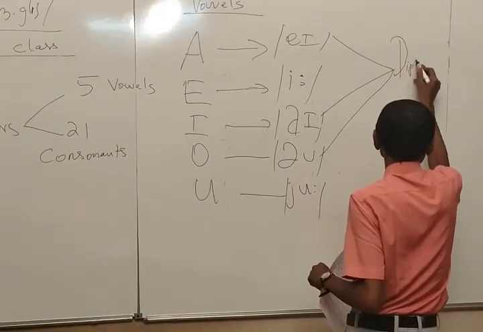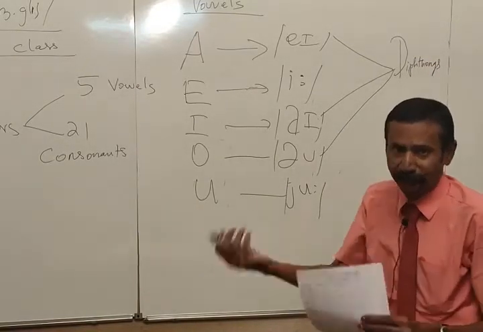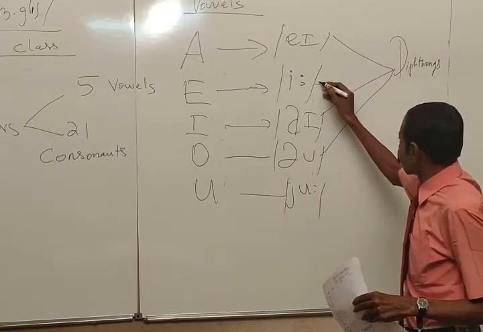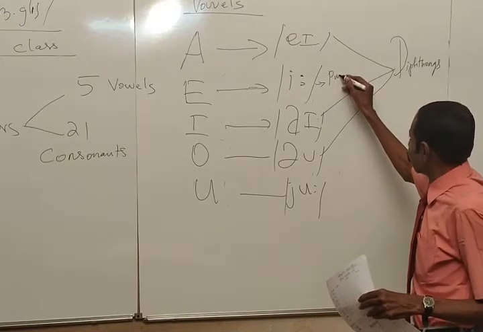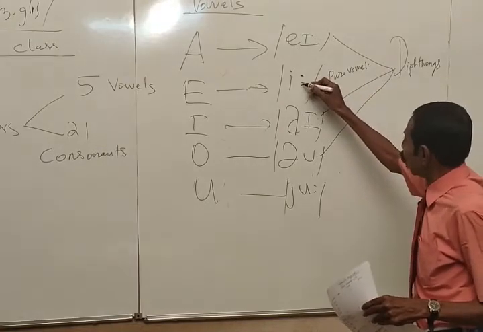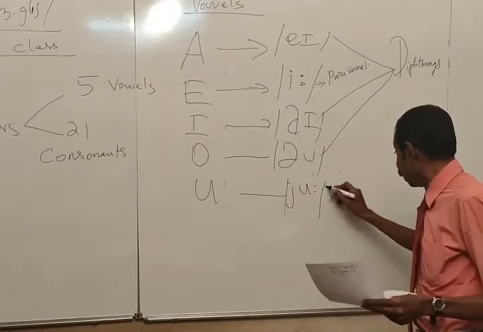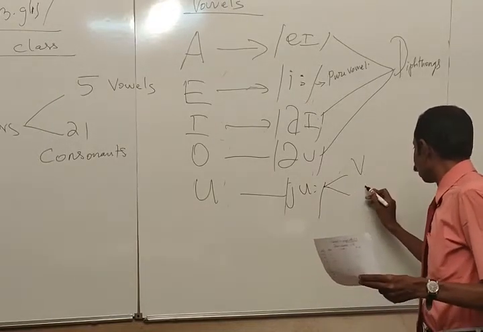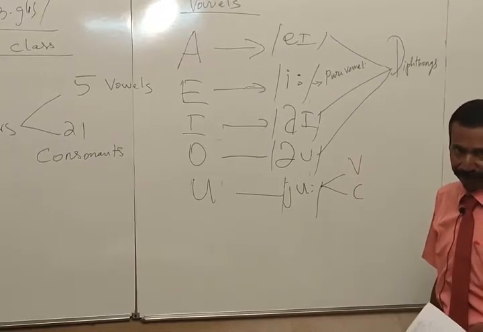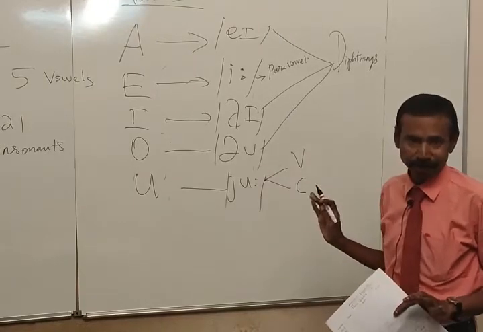Of the 5, 3 are coming under diphthongs. Diphthongs mean double sounds; I am going to teach you later. 3 sounds are diphthongs. One is a pure vowel, a long sound, having dots. The last one can be used as both a vowel and a consonant as well.